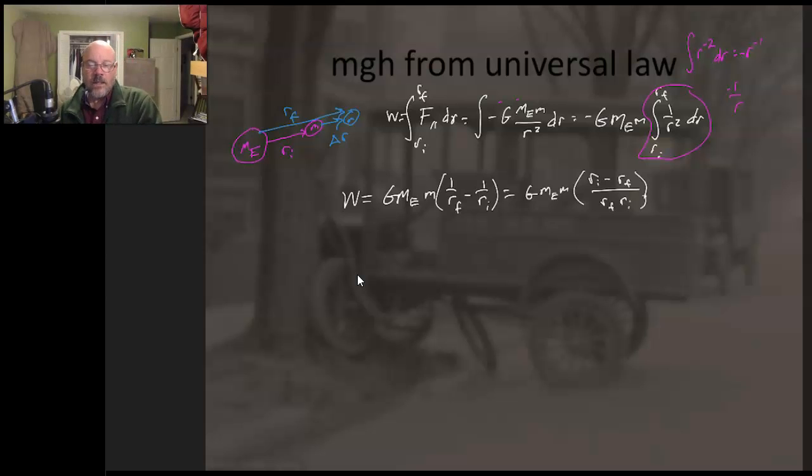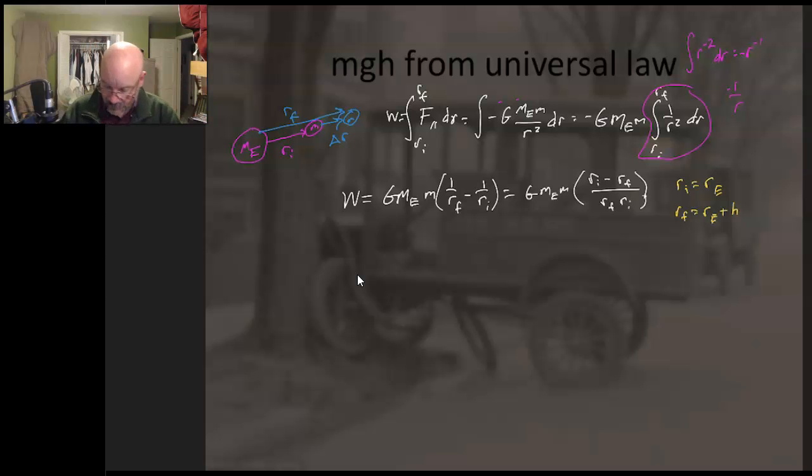Now, let's say that I actually start on the surface of the Earth, so R_i becomes this right here. And let's say that our final is the radius of the Earth plus some other distance, we'll call it H, just like that.